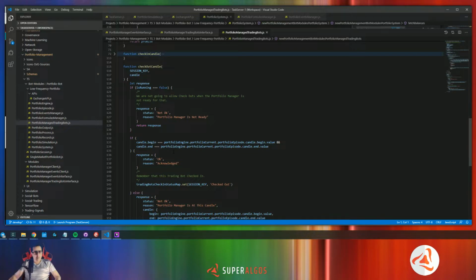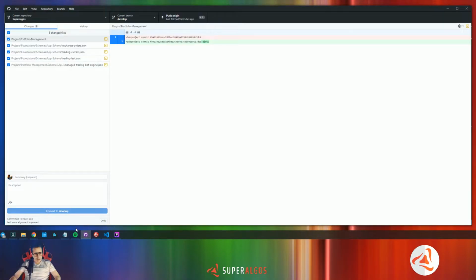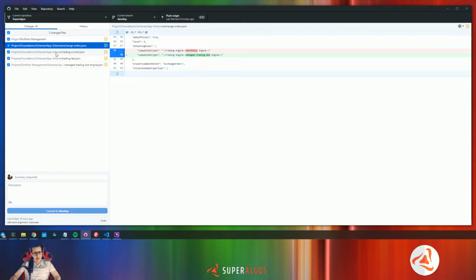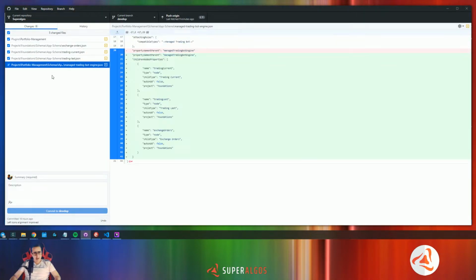Okay, so we are going to start modifying this code. But before that, let's place a commit here because we already solved one problem, that is the trading engine inside the portfolio. Okay.